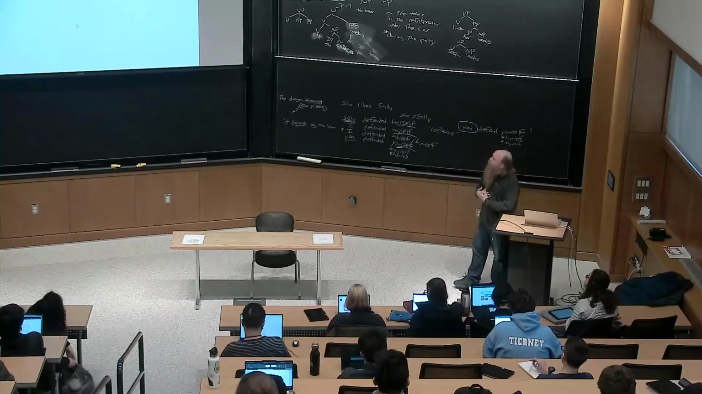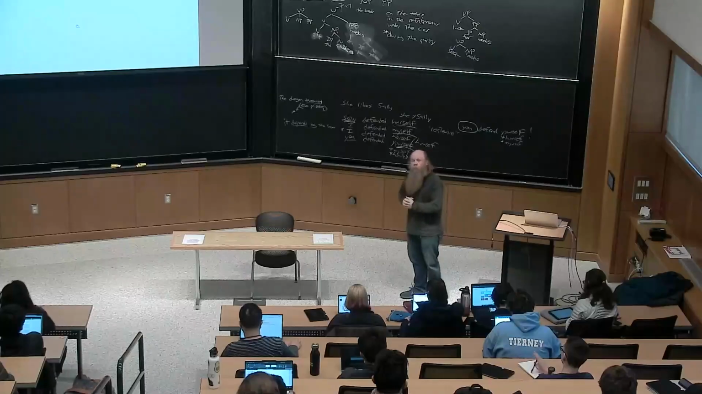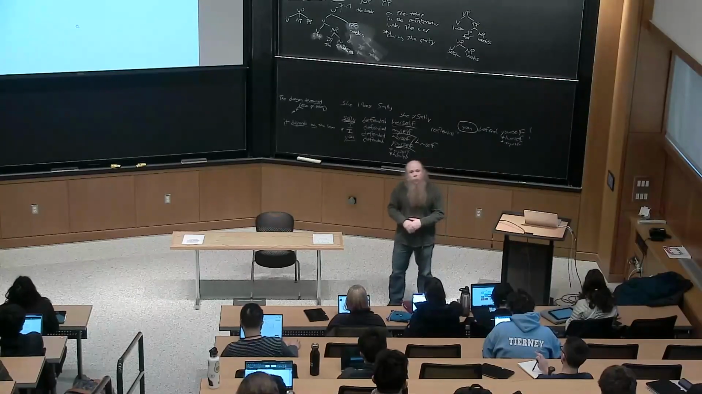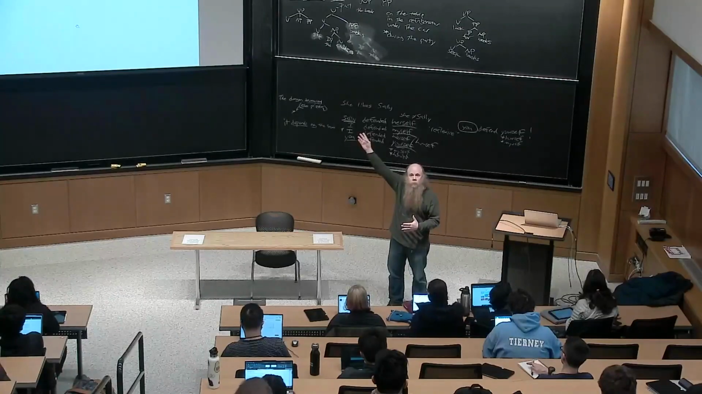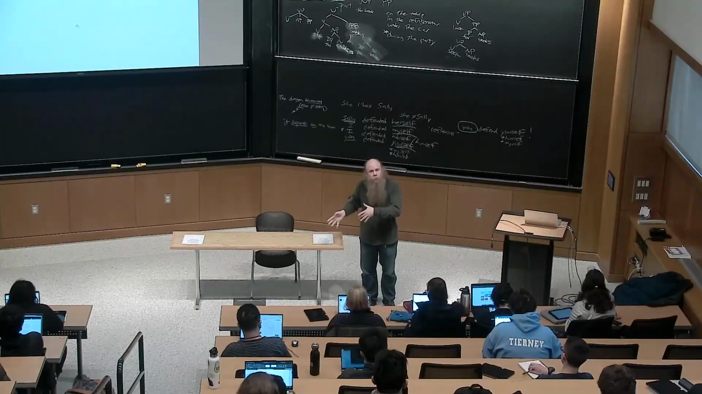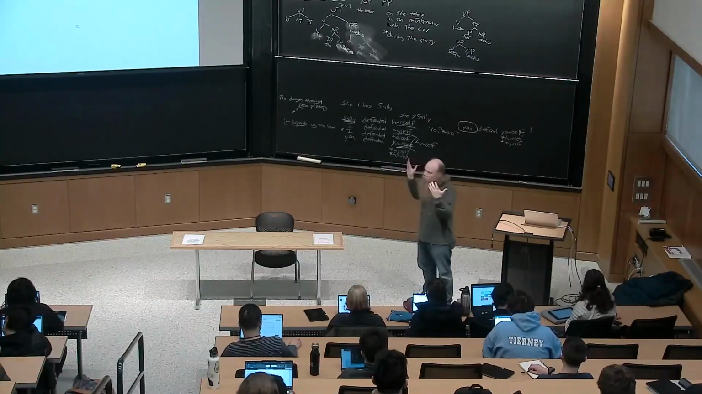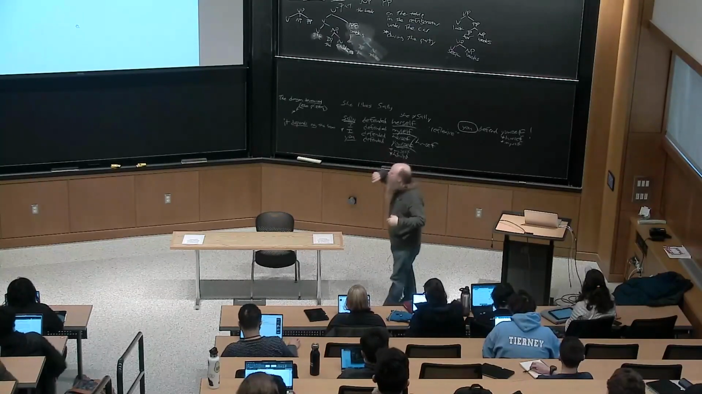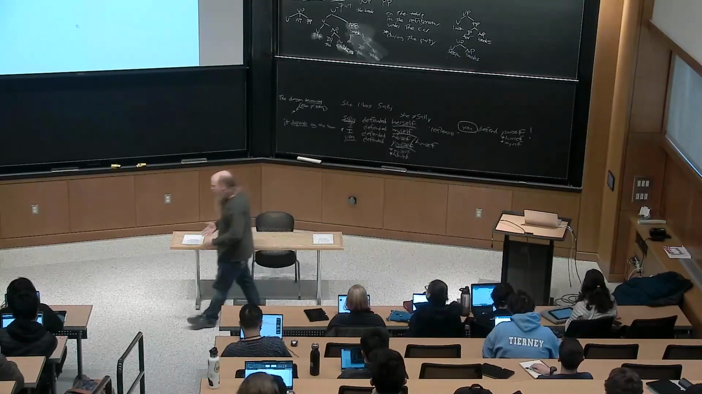If you think about other things that mean something pretty similar to decide, like make up your mind, right? So I made up my mind on the boat only means the first thing, I think. It means I made my decision while I was on the boat. It doesn't mean I chose the boat, right? I made a choice between the boat and something else, and I chose the boat. So it's not a property of expressions that mean decide that they always combine with on to mean this. It's an idiosyncratic property of decide.